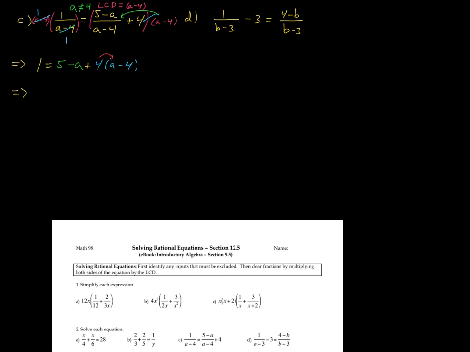I'll open up these parentheses by distributing the 4. So we're looking at 1 is equal to 5 minus a plus 4a minus 16. And now we can go ahead and combine like terms on the right-hand side. So that'd be 3a. And then I have minus 11. All right. So then go ahead and add 11 to both sides.